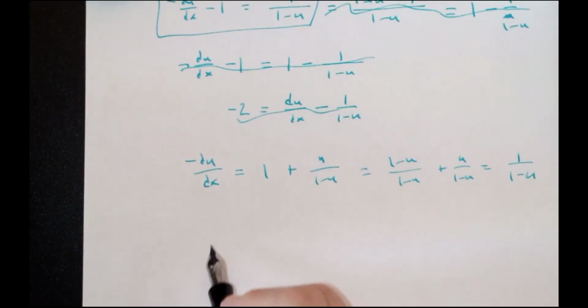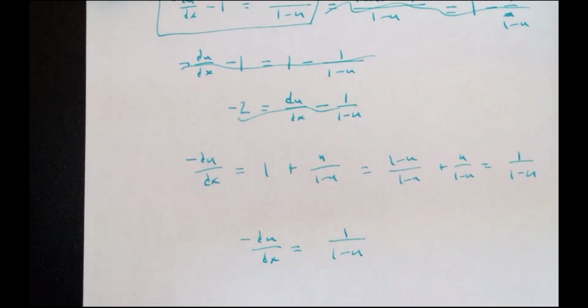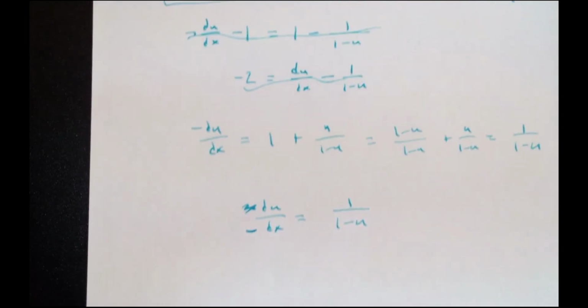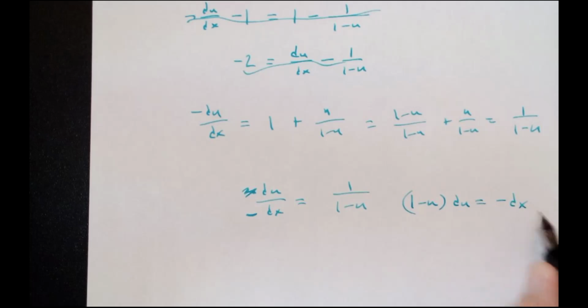Because then that makes, let's write that as one line, minus du/dx equals 1 over 1 minus u. That's separable. Good catch. I like that. That's better algebra. Because now I'm going to move the minus with the dx. So instead of leaving the minus here, I'll put the minus down there. You okay with that? That gives me 1 minus u du equals minus dx.